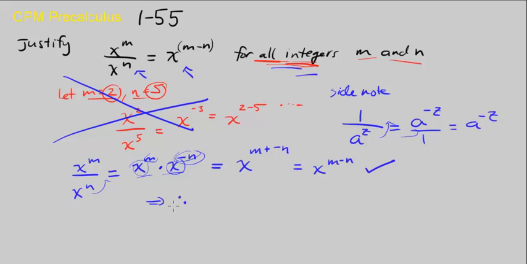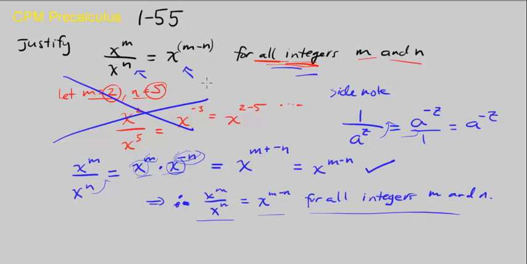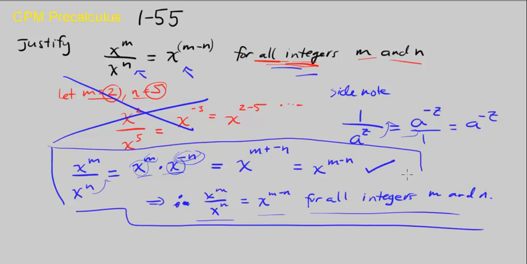We start here and we end here, so therefore it's true. We can write therefore with 3 circles in a triangle like this. Therefore, x to the m divided by x to the n equals x to the m minus n for all integers m and n. When we're asked to justify something, it's always important to conclude it with a statement that states that you have completely justified what they asked you to. So this is the entire justification, this part right here, including the concluding statement.